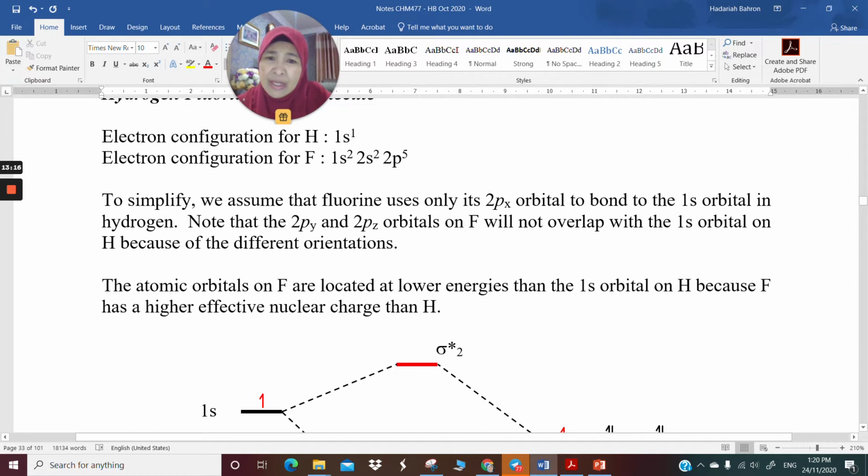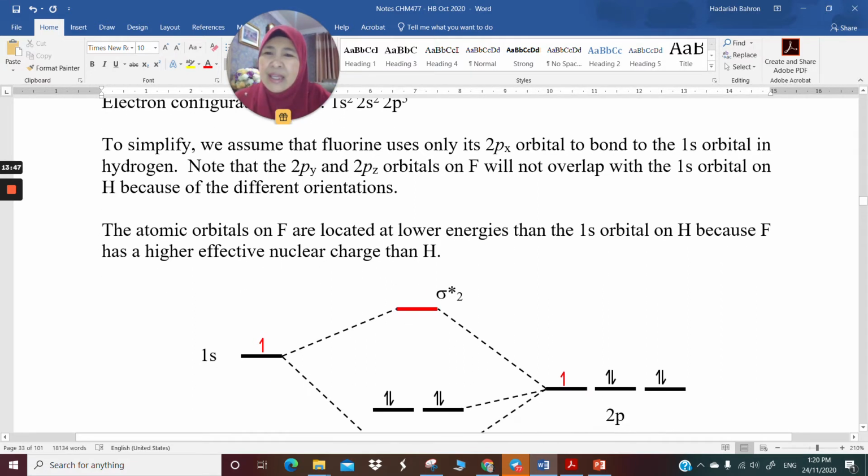Because the 2py and 2pz orbitals will not overlap effectively with the 1s orbital of your hydrogen, because the 1s orbital has a sphere shape. This is your 2px in this orientation, so it's a good head-to-head overlap. But if you have 2py, maybe in that way, it's like doing karate, they're not going to have a very good overlap there.